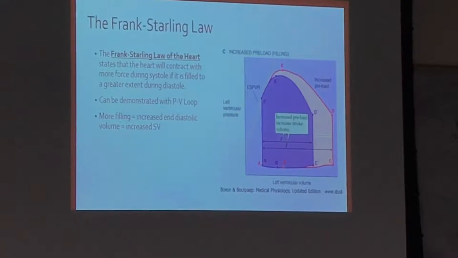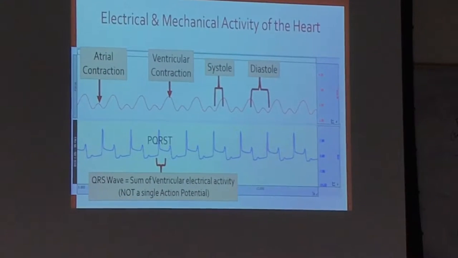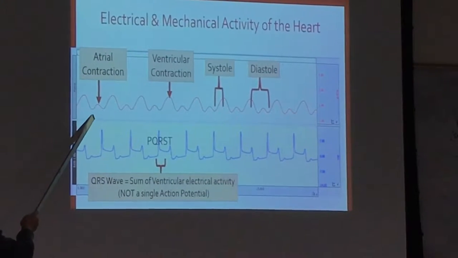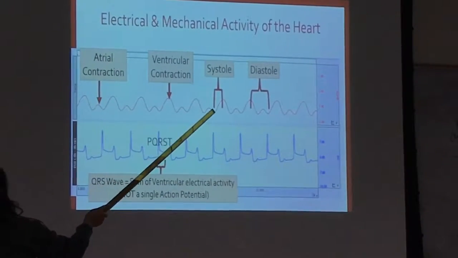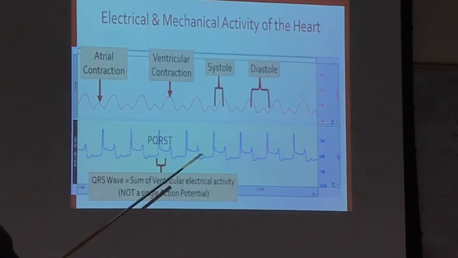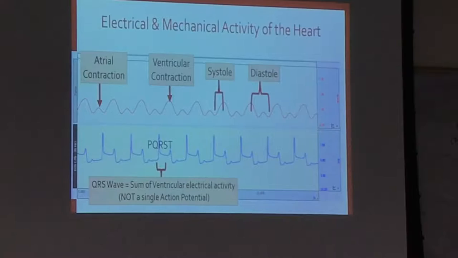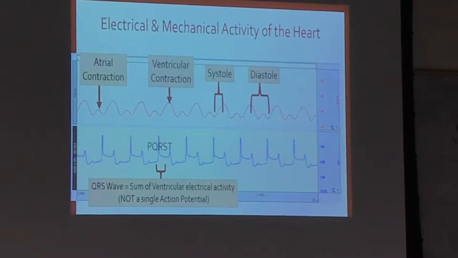Alright, you guys should know this. During lab, we're going to see the electrical and mechanical activity. You see your atrial contractions. The increase is the systole, the decrease is diastole. You're still going to see your QRS waves, but it's the sum of all the electrical activity, not a single action potential. Okay?